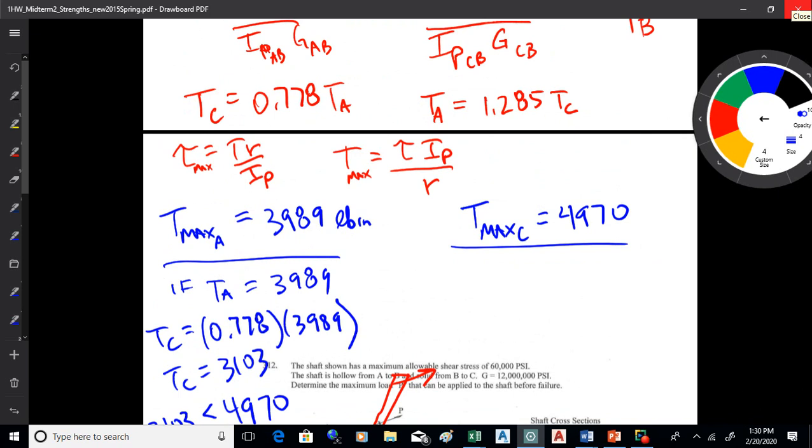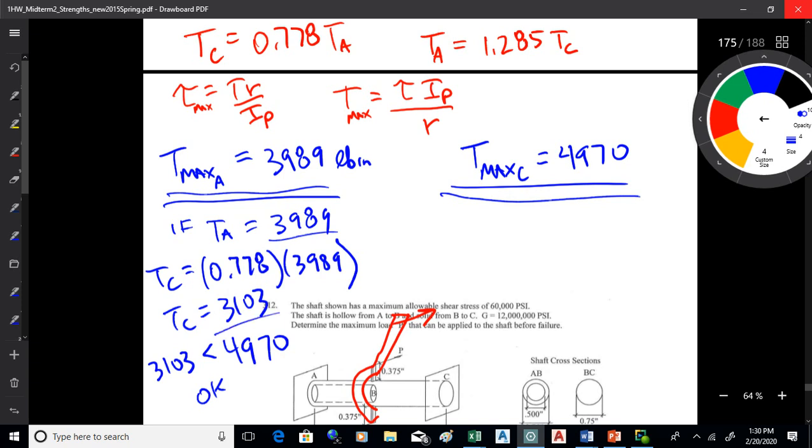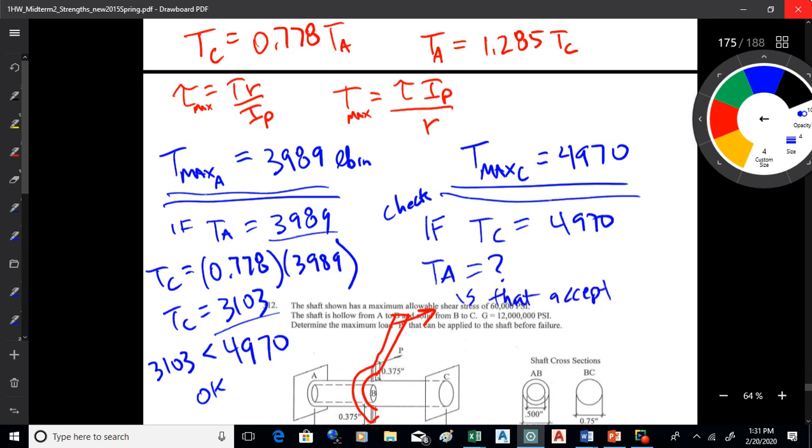So we all right with that? So what I did there, I just found, based on the allowable shear, what the torsions can be on either side. Then I said, okay, if A goes to its maximum, what's C going to be? C will be acceptable if A goes to its maximum. Now check the other side. Now I think it's going to be okay, but all the same check. If T_C equals 4970, what will T_A equal? And is that acceptable?